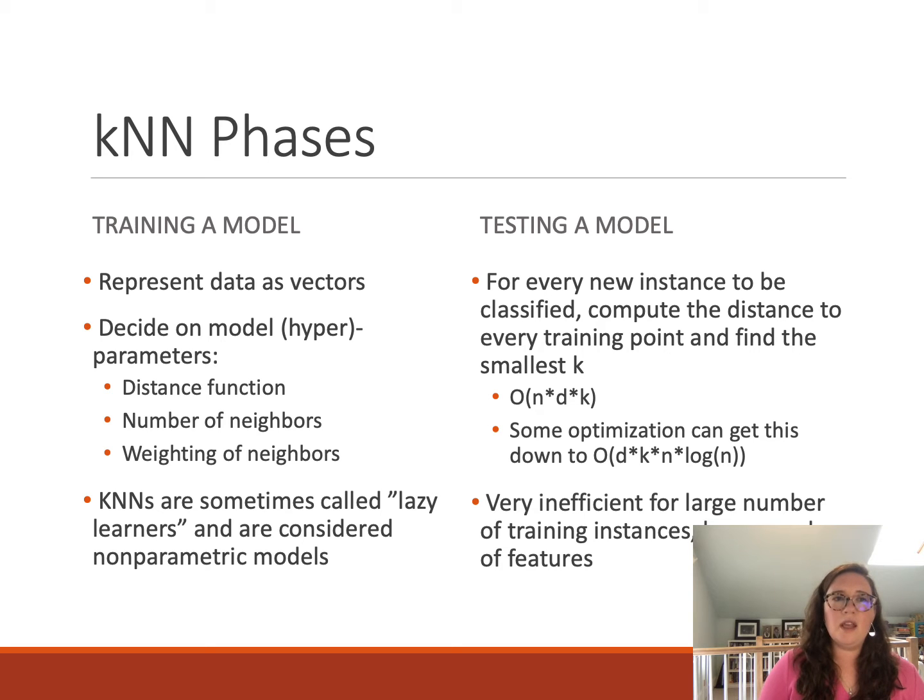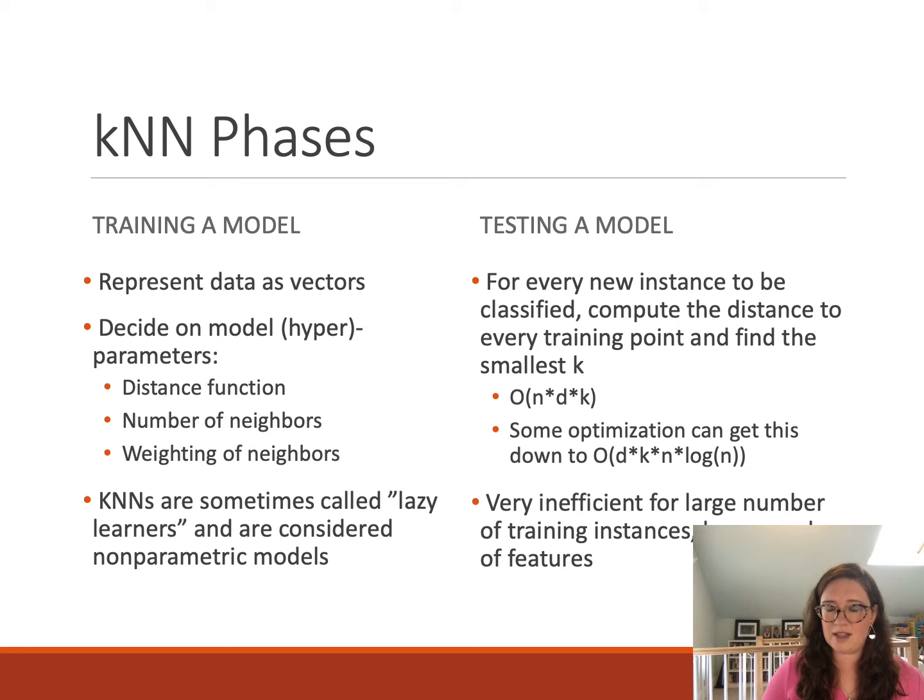So in kNN, there's really no training phase. Training the model just means deciding how we're going to represent our data, deciding on hyperparameters like distance function, the number of neighbors, and how we're going to weight the neighbors or whether we'll weight the neighbors. And as I mentioned before, kNNs are what's called non-parametric models and are sometimes called lazy learners because there's no learning, there's no training phase.